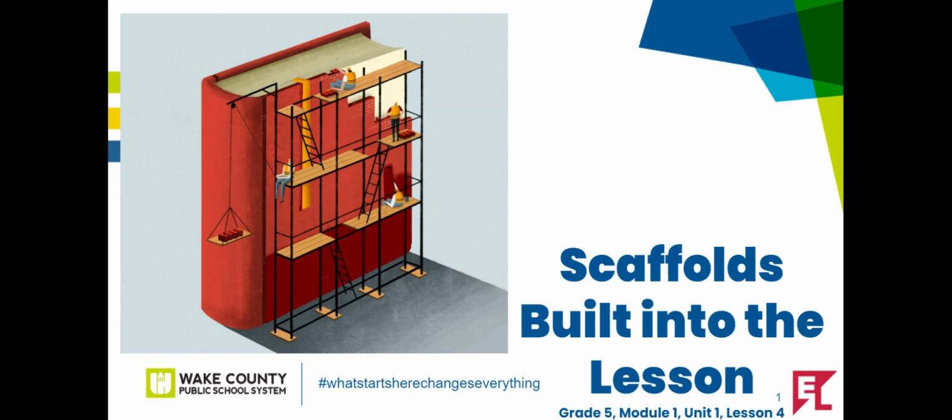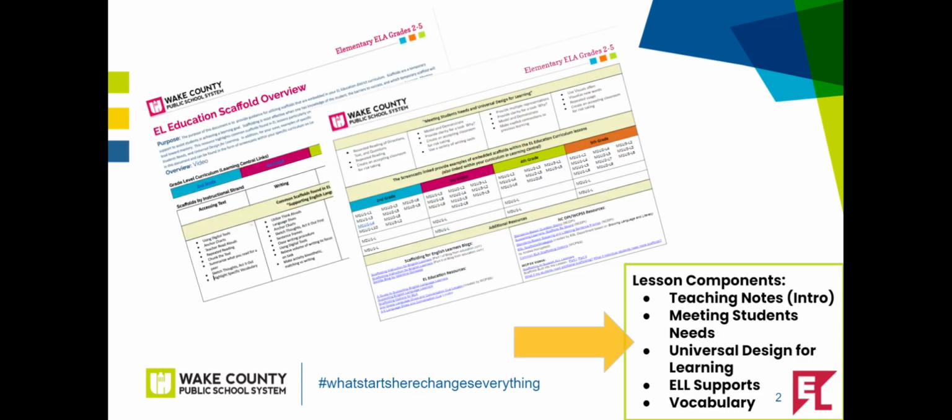Throughout this learning opportunity, we'll focus on examples of scaffolds that already exist within the EL Education lessons, using Lesson 4 from Grade 5, Module 1, Unit 1. An EL Education Scaffold Overview document for elementary ELA grades 2 through 5 can be found in Learning Central under the appendix with each grade level module and in the teacher planning tools for your grade level curriculum. Please refer to this document for additional supports as you plan.